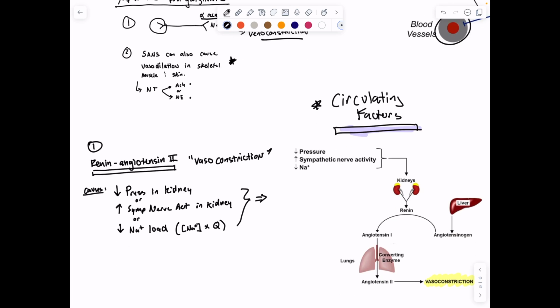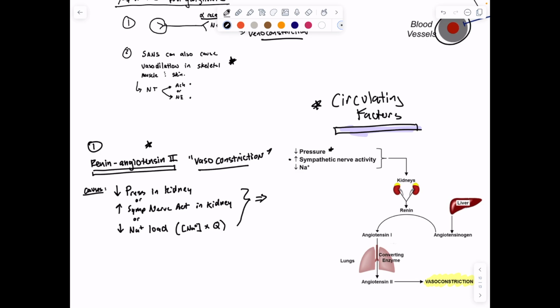All right, circulating factors. So these are the factors pumped into your bloodstream to cause vasoconstriction or vasodilation. The main one for vasoconstriction is the renin-angiotensin 2 mechanism. And so the idea is that there are 3 different causes that would result in this mechanism being triggered. The first is a decrease in pressure in the kidney, right? Why would a decrease in pressure trigger it? We'd be like, hey, that's not our homeostatic value. We want to increase the pressure. So trigger this pathway, right, to get back to the normal pressure. Then an increase in sympathetic nerve activity in the kidneys, and then a decrease in sodium concentration will also cause this to occur.